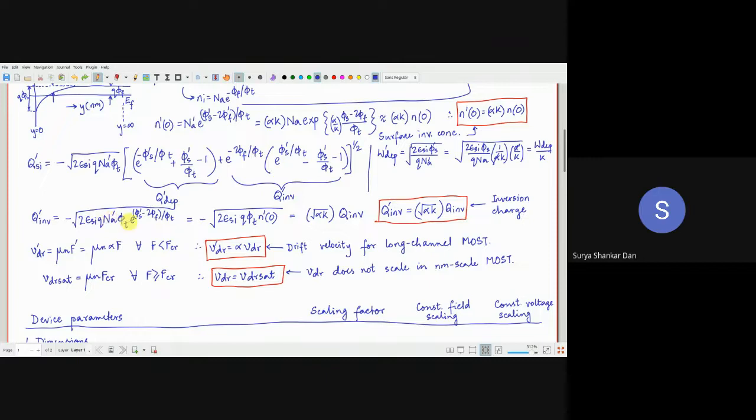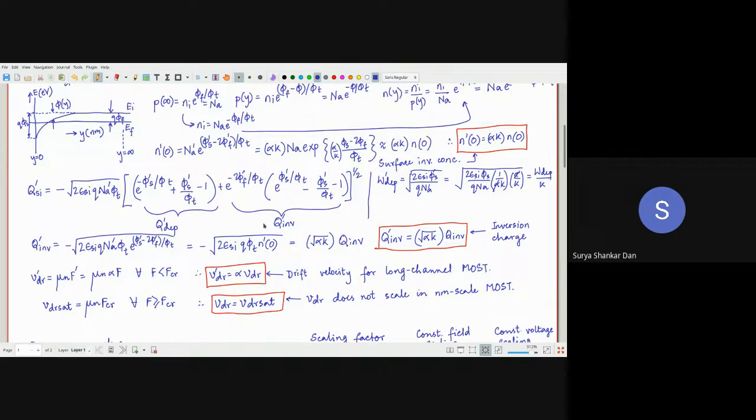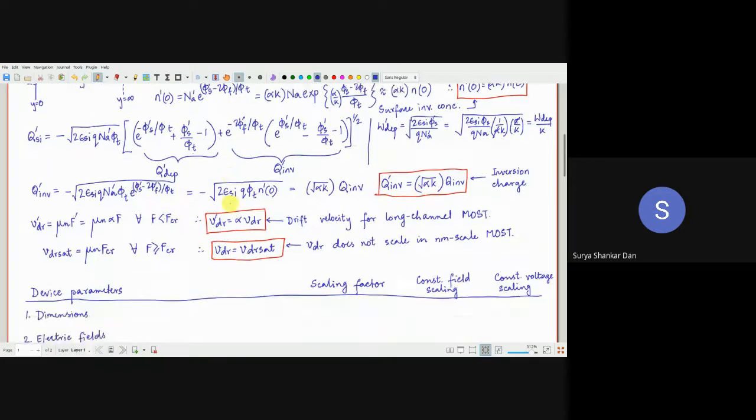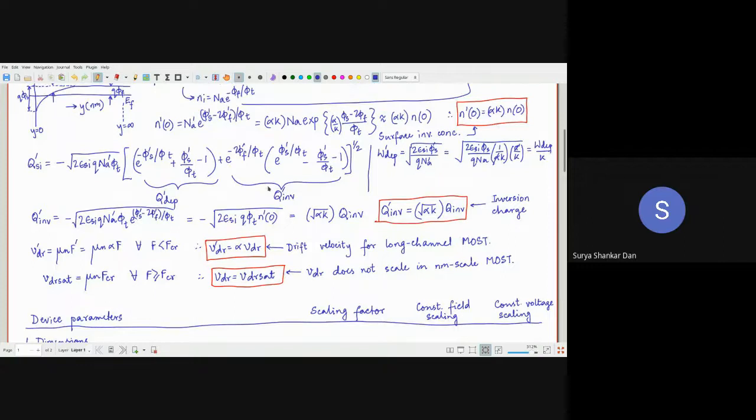Now notice Na dash e to the power of phi s dash minus 2 phi f by phi t, here also will be a dash. What is that? That is nothing other than n dash 0. So I'll just put it here. So you are left with minus root over twice epsilon SI Q phi t n dash 0. Now n dash 0 scales as alpha k. So here we will be getting root over alpha k into Q inversion. Therefore, the inversion charge will scale by a factor of root over alpha into k.